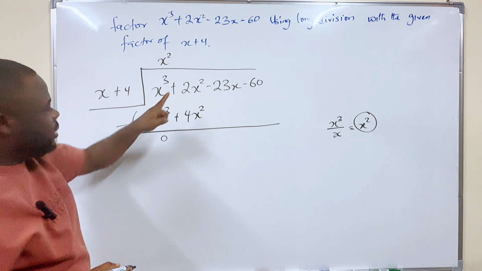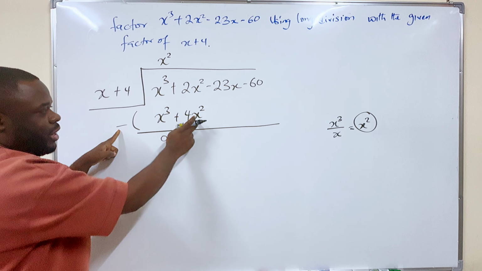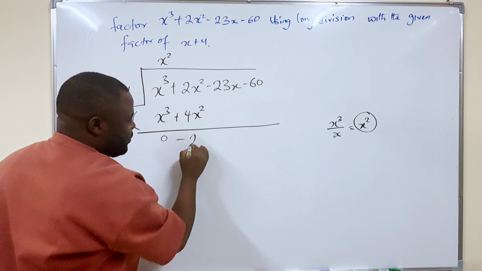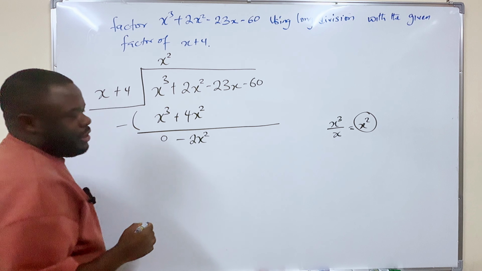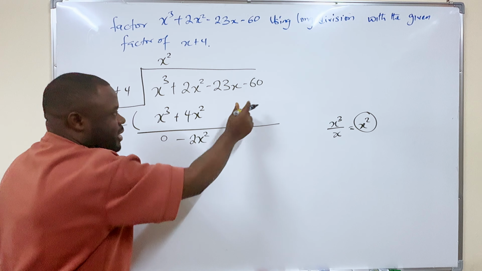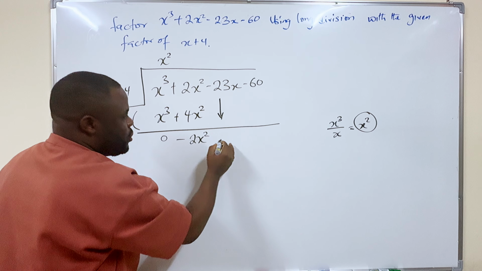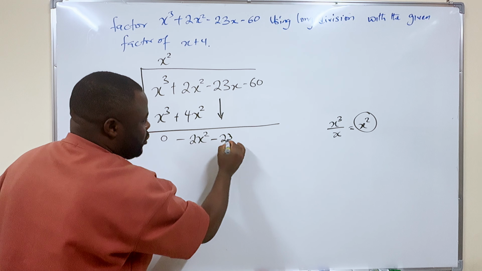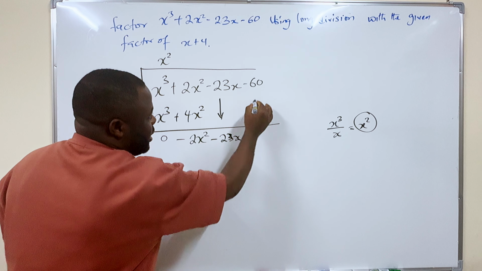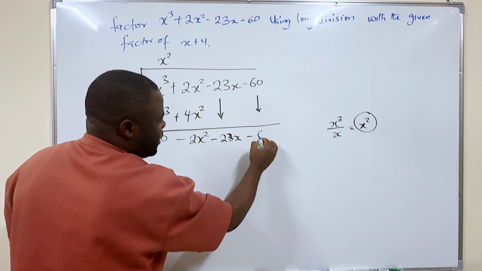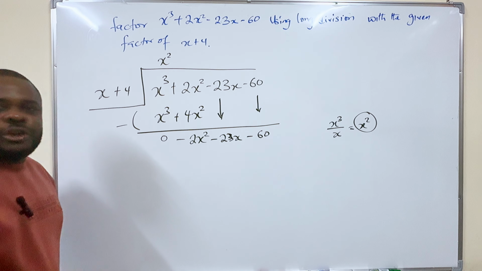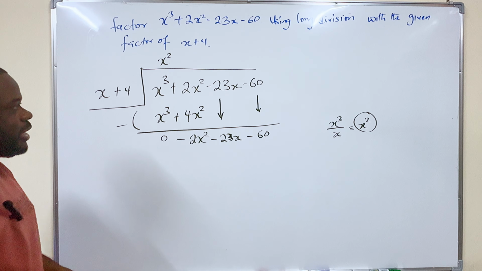2x squared minus 4x squared is going to give you negative 2x squared, right? But we don't have anything here, so what do we do? We bring them down. So this will be negative 23x. Then we also bring this down, negative 6. Okay, so we repeat the same process again.